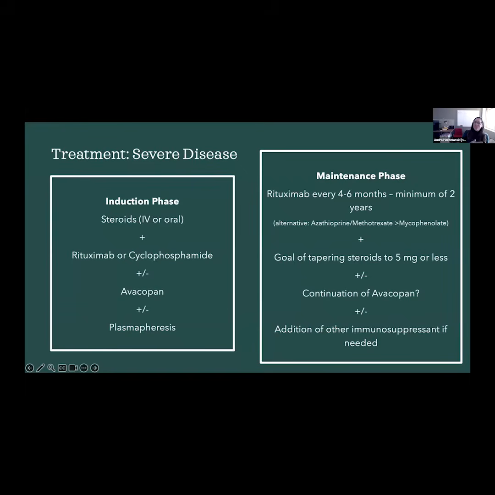There's this question about, should we continue avacopan in these patients? The initial trial for avacopan was 1 year long, but we don't know about its use as a maintenance agent at this point. There are clinical trials that are ongoing right now to try to figure out if it can be used as a maintenance agent, but that's similarly a discussion to have with the patient and the rheumatologist, and to have shared decision-making there.